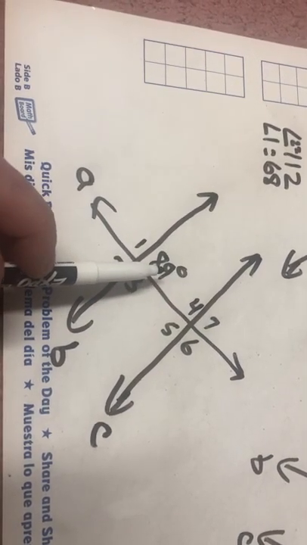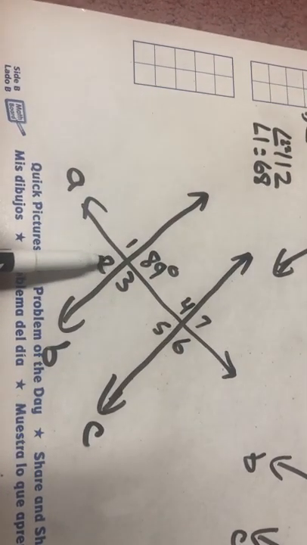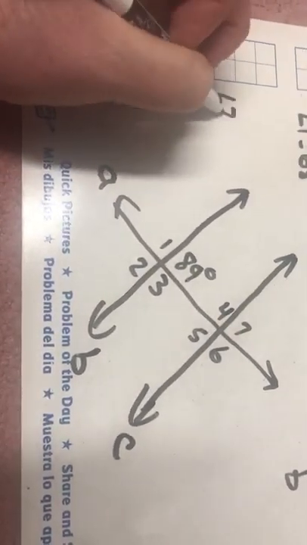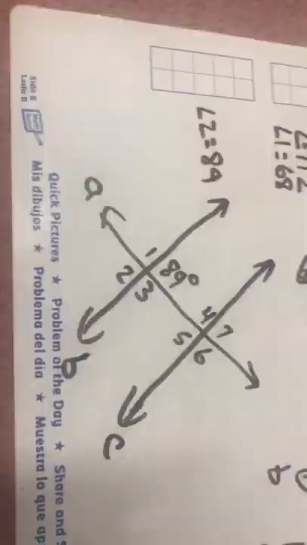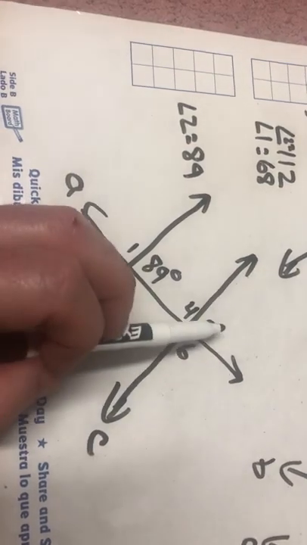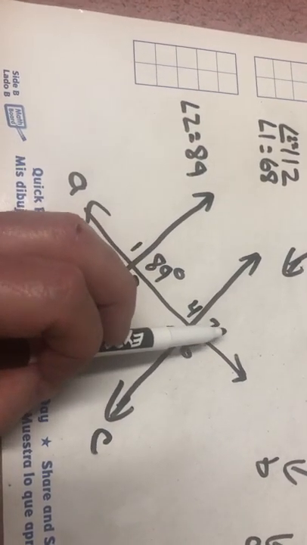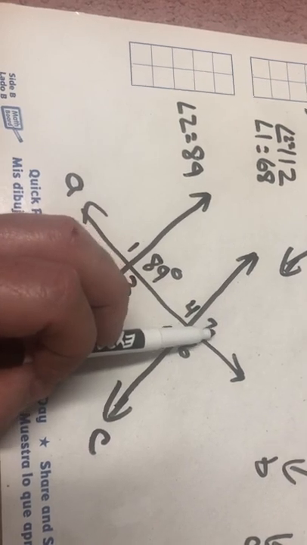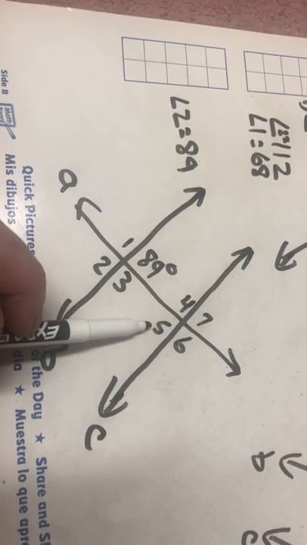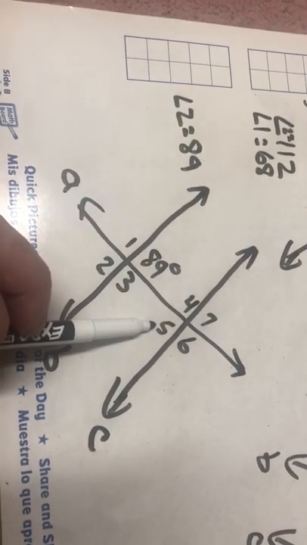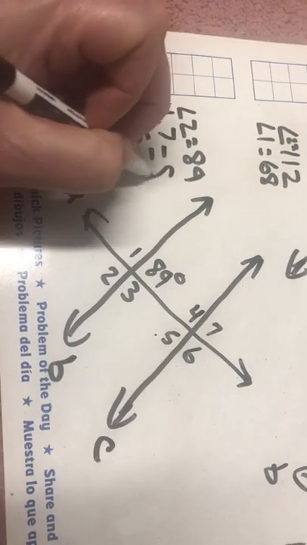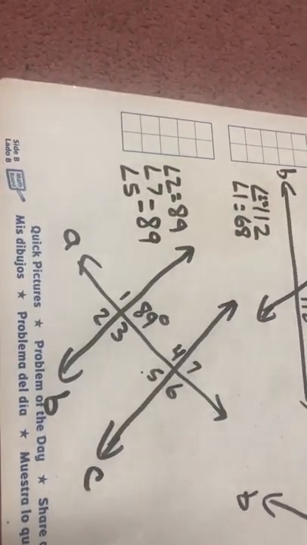89 degrees. I know that the opposite angle has to be the same. So I know opposite of the 89, angle 2 is equal to 89 degrees. I then know that the corresponding one in the same spot is angle 7. So angle 7 must also be 89 degrees. And if angle 7 is 89 degrees, the opposite one from angle 7, which is angle 5, must also be 89 degrees. So angle 7 and angle 5 are also both equal to 89 degrees.